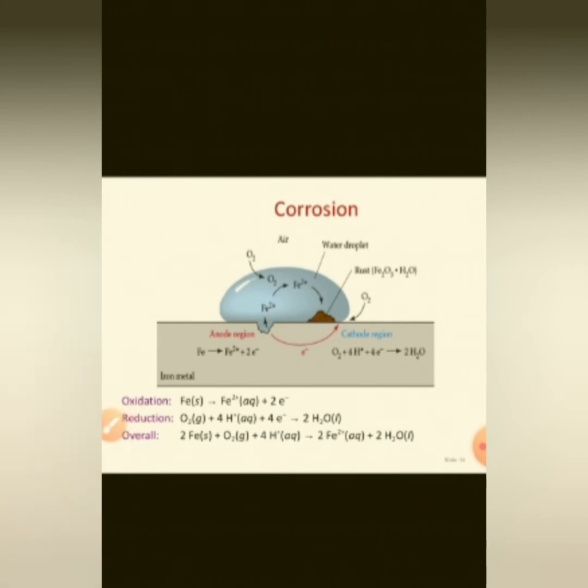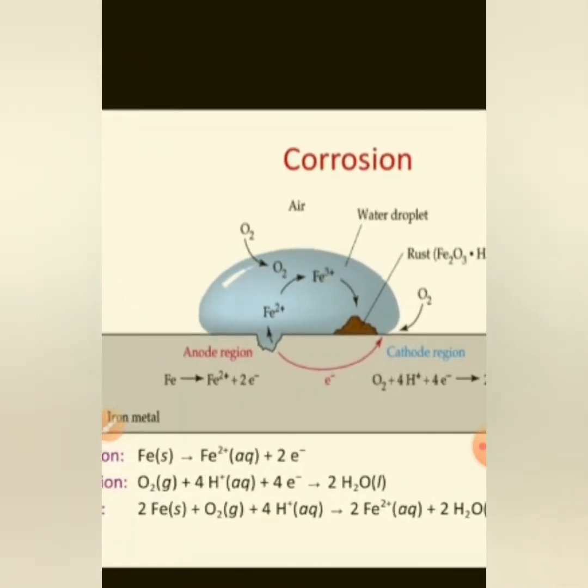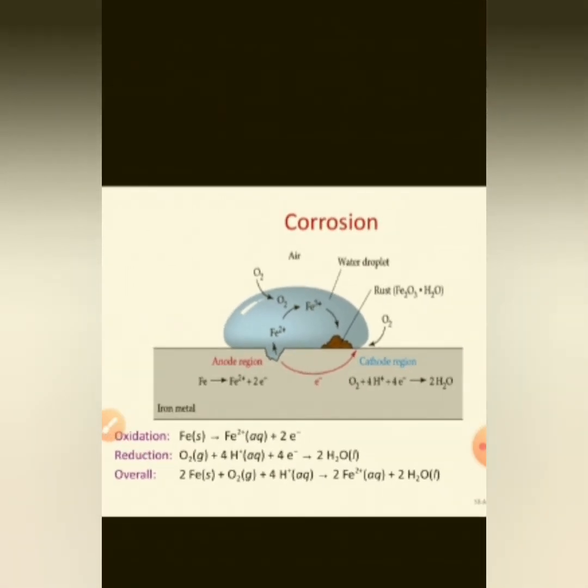Rusting or corrosion: this is the best diagrammatic representation of corrosion. This is the iron metal rod, made up of iron atoms. These iron atoms are converted into Fe2+ ions by releasing 2 electrons.